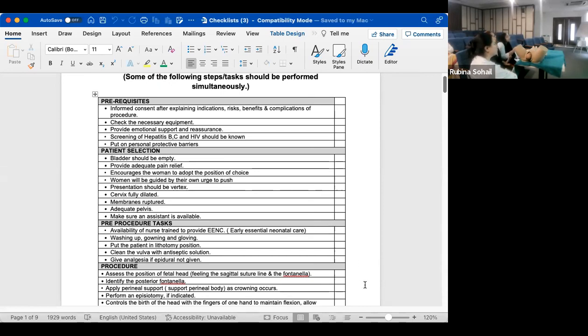Check the necessary equipment. So what did we have? The last problem we had on our delivery was that when we started to apply the ventouse, we found out that the ventouse had become weak. So obviously we made this for the checklist, but if it is a running labor room, all the equipment and things have to be checked every morning.